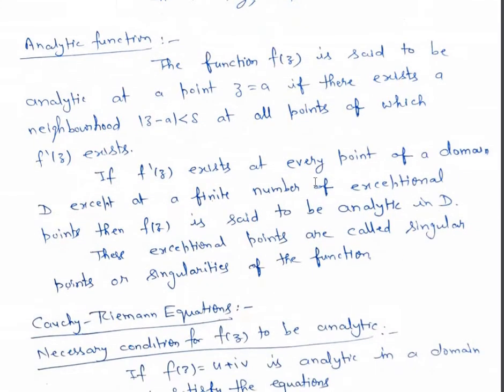If f'(z) exists at every point of a domain D, now if we consider a domain D, and if the derivative of f(z) exists at every point of the domain D except at a finite number of exceptional points, then f(z) is said to be analytic in the domain D. Now these exceptional points are called singular points or singularities of the function. So we shall study in more detail about singular points later on.